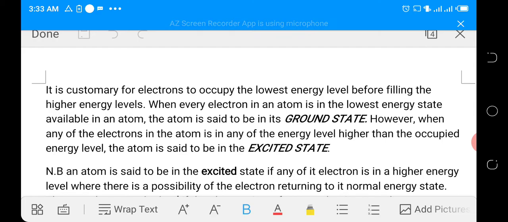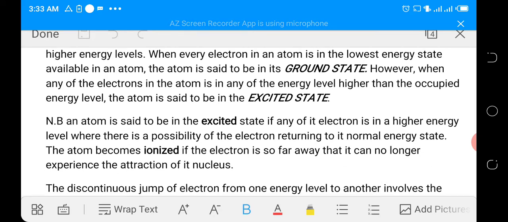Note, an atom is said to be in the excited state if any of its electrons is in a higher energy level where there is a possibility of the electron returning to its normal energy state. The atom becomes ionized if the electron is so far away that it can no longer experience the attraction of its nucleus.